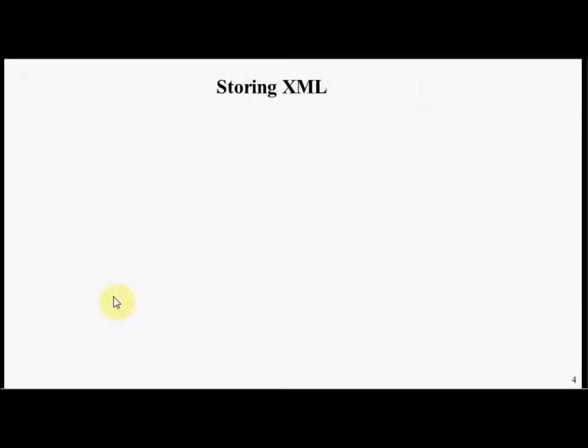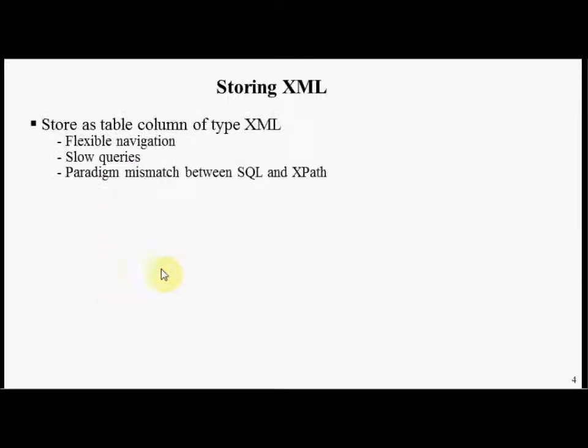Let's begin by looking at different ways of storing XML in a relational database system. The first approach is to store XML as table columns of type XML. The advantage of that kind of storage is that navigation is very flexible using XPath kinds of navigation. Unfortunately, the queries are kind of slow. And you end up with this paradigm mismatch between SQL and XPath. So some of your columns use standard SQL, and other columns of type XML use XPath kinds of queries.